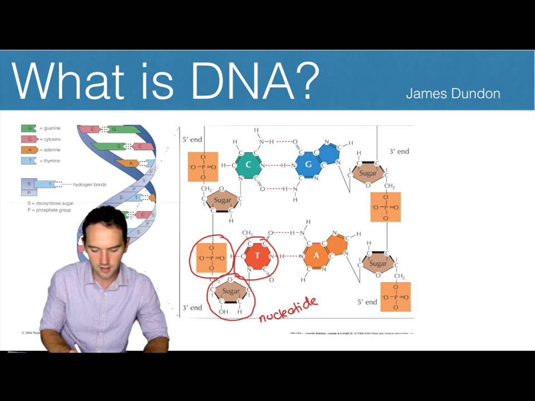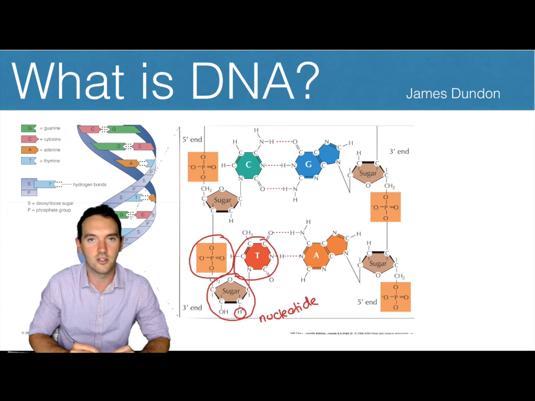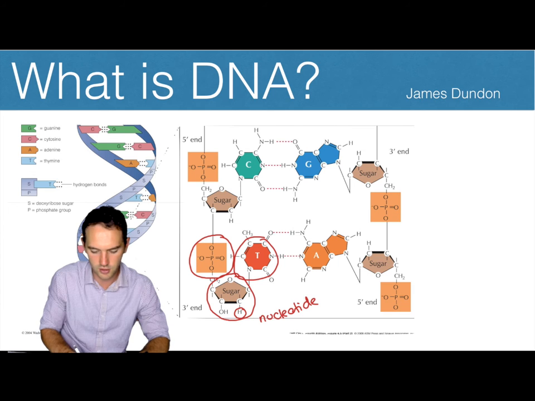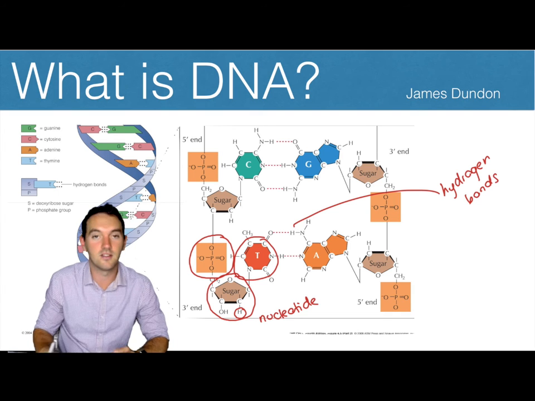If we look at that sugar carefully, you can see that it, in this section here, has just a hydrogen instead of an oxygen and a hydrogen, which is why we call it deoxyribonucleic acid. So it's missing one oxygen. So we have our sugar, our phosphate, our sugar, our phosphate, and attached to our sugar is a base. That base then bonds with hydrogen bonds to the base on the other strand.